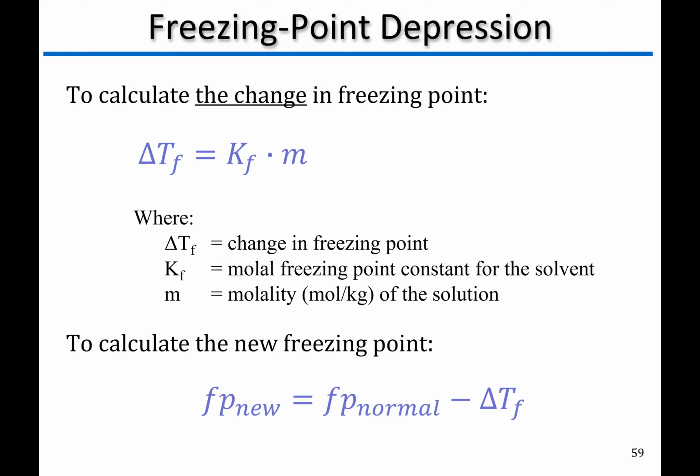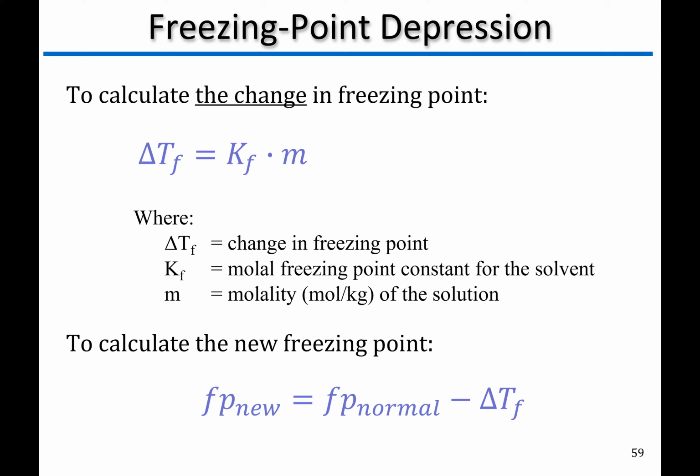Now, what this doesn't tell you is the new freezing point. This tells you how much the freezing point will change. Or you could also calculate this backwards: you can measure the temperature change and then calculate with this. Maybe you're trying to determine the constant, for instance.